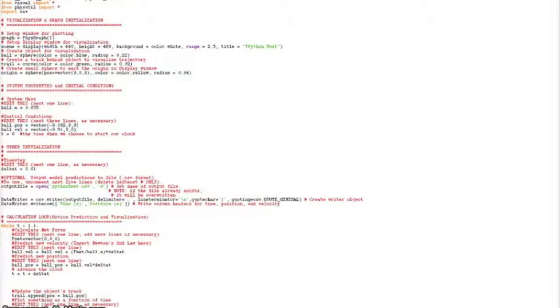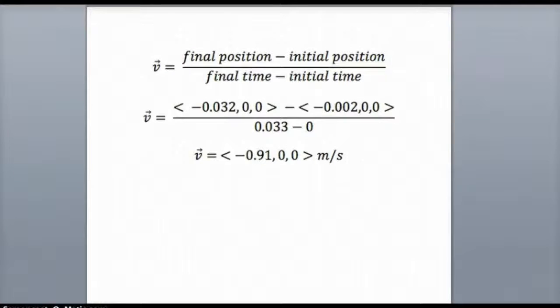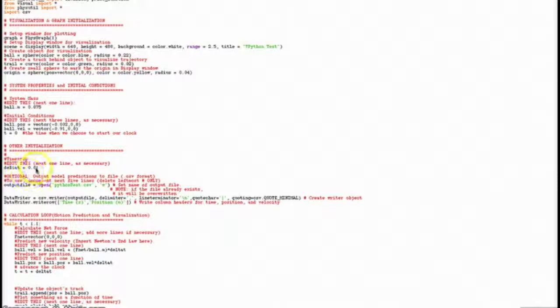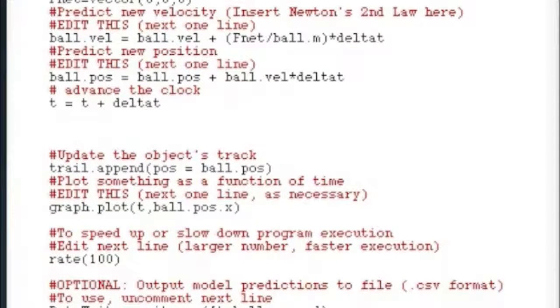The data from Tracker was appropriately implemented into the skeleton code provided in creating a computational model. The mass of the baseball is 0.075 kilograms. The initial position of the baseball was negative 0.002 meters. The initial velocity is a value we have to calculate by dividing the change in position by the change in time, as shown here. We got a value of negative 0.91 meters per second. The change in time is 0.01, and it is small in order to have multiple points, so the results are more accurate.